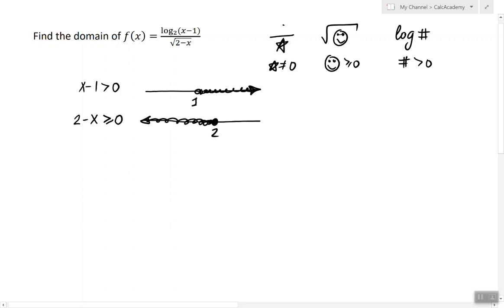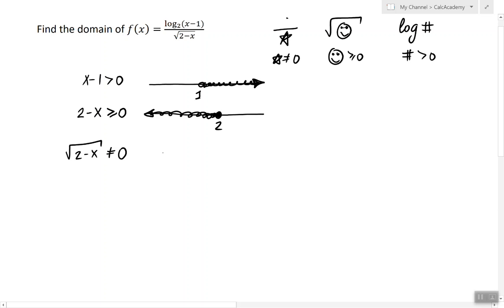And also we have a fraction with square root of 2 minus x in the denominator. So that means square root of 2 minus x cannot be equal to 0. That means x cannot be equal to 2. So x could be anything but 2.